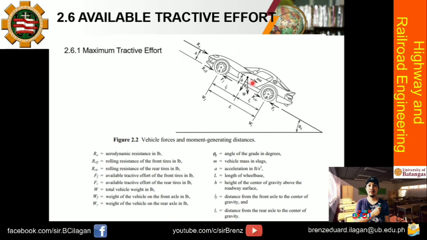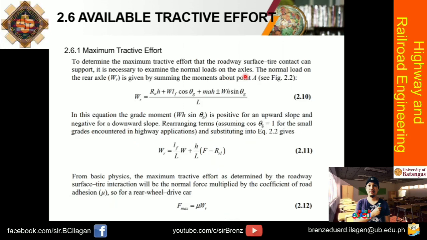So, these are the equations that we are going to use. We have 2.10, 2.11, and 2.12. So, to determine the maximum tractive effort that the roadway surface tire contact can support, it is necessary to examine the normal loads on the axles. So the normal load on the rear axle, or your W sub R, is given by summing the moments about point A. And we should see figure 2. So what did we do? We said we will just take moments at point A.